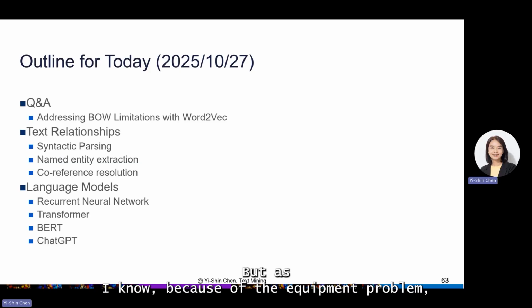But because of the equipment problem, we had difficulty moving as fast as I expected. So we only covered up to the BERT part.